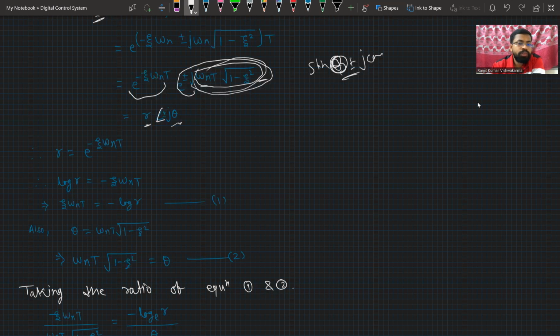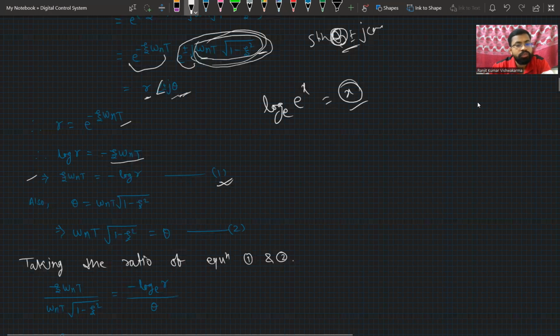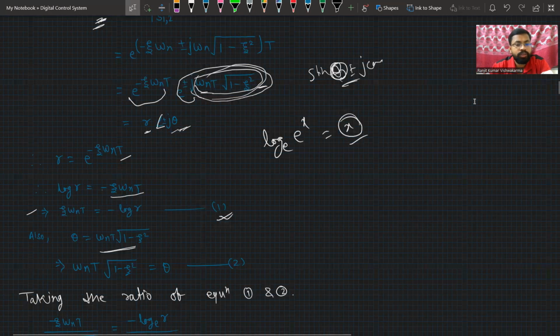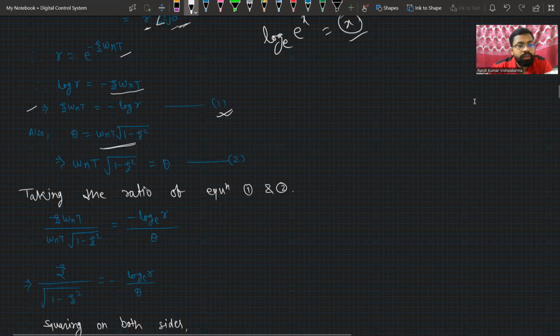Now from this we can say r equals this, after taking log base e. What will happen? Log r equals minus zeta omega n T, because log base e of e to the power x equals x. After solving this equation, the minus sign is transposed to this side, so it becomes zeta omega n T equals minus log r. Let's say this is equation 1. Also theta equals omega n T root under 1 minus zeta square. That I have written here.